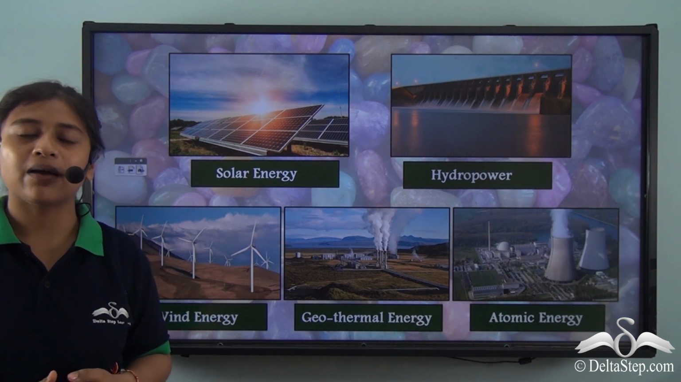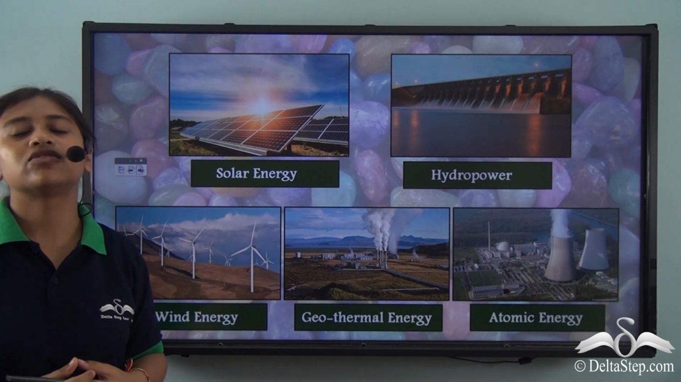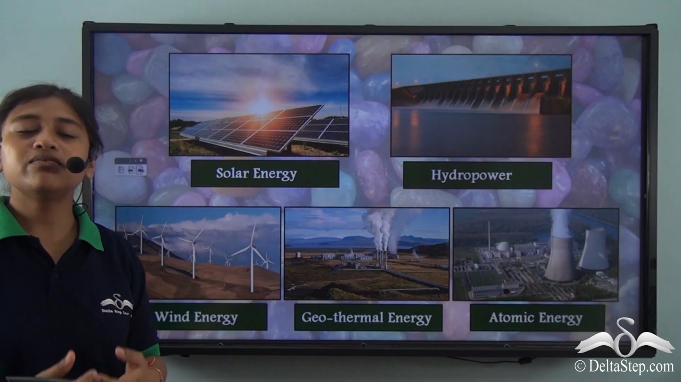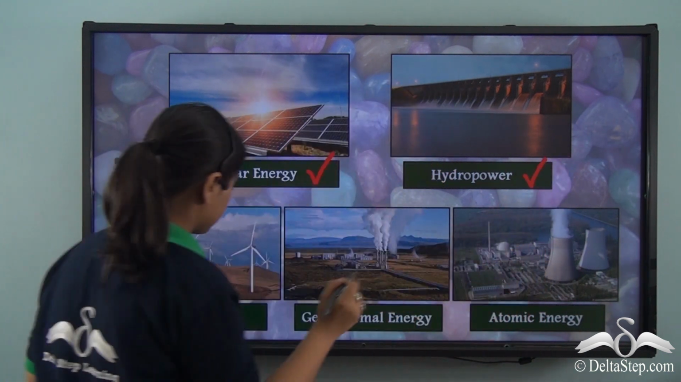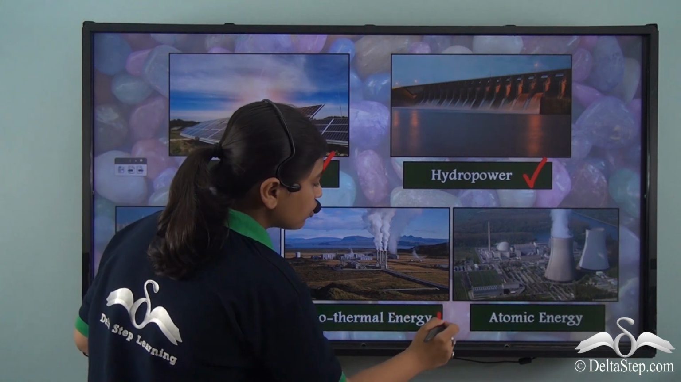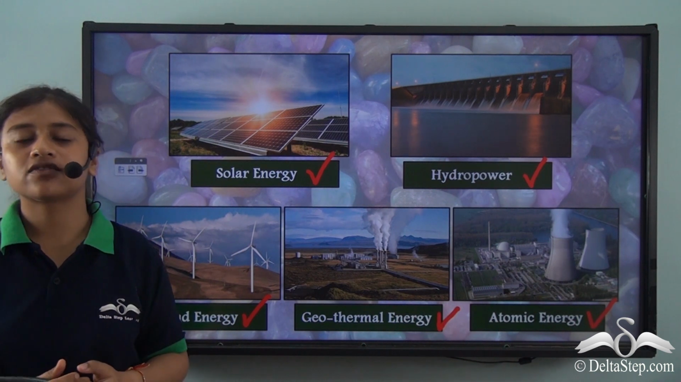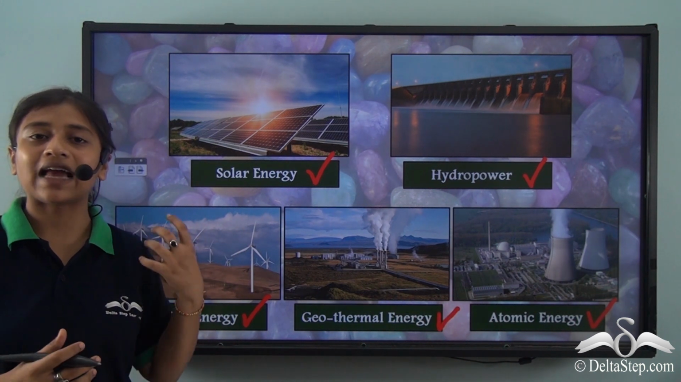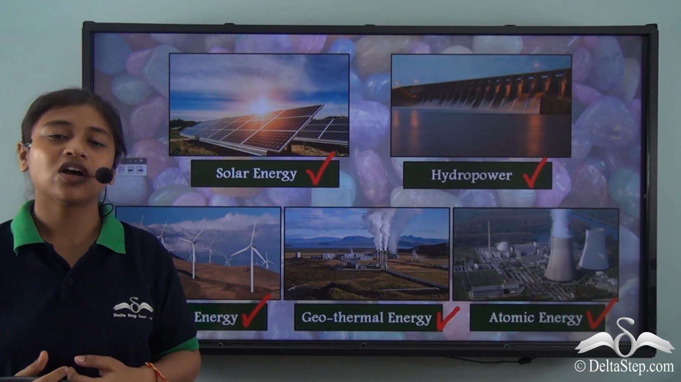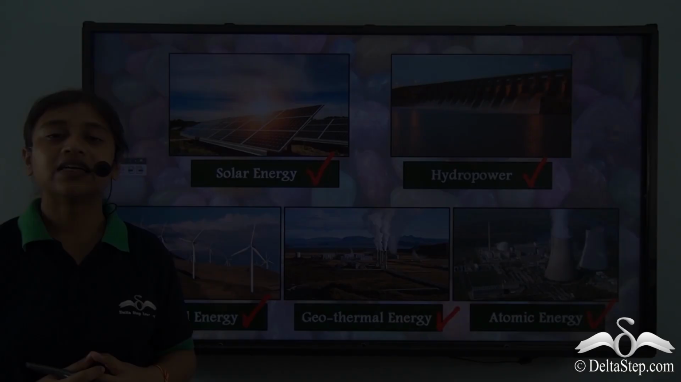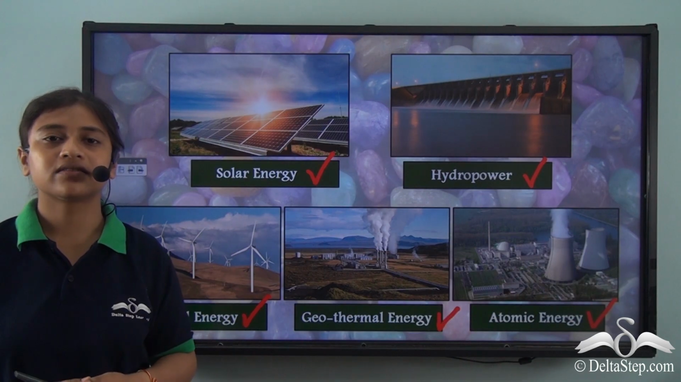In today's global time, there are various renewable sources of energy that act as good alternatives to these limited resources. These renewable sources of energy include solar energy, hydropower, wind energy, geothermal energy, and atomic energy. Now, though they act as important alternatives to the conventional sources of energy, that is the organic minerals or fossil fuels, that does not mean that we can be careless in using the limited resources. So in our next lesson, we will be learning about the conservation of these minerals.